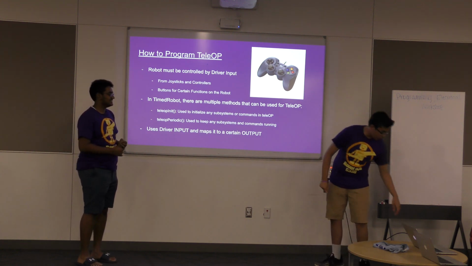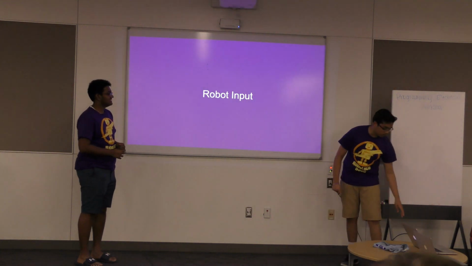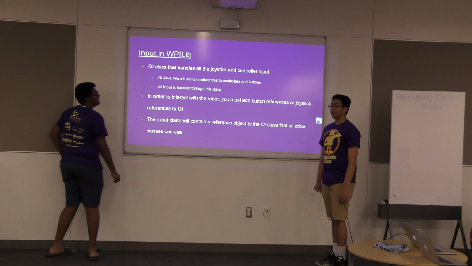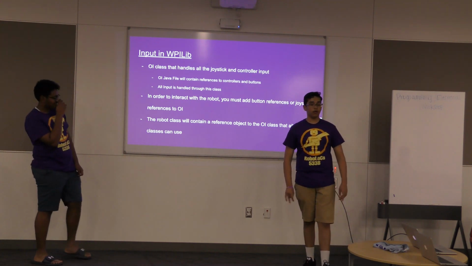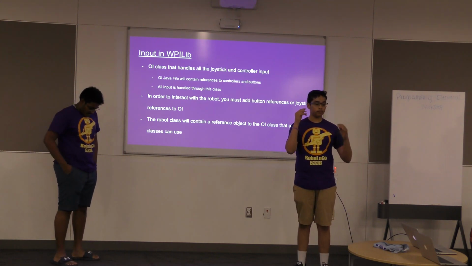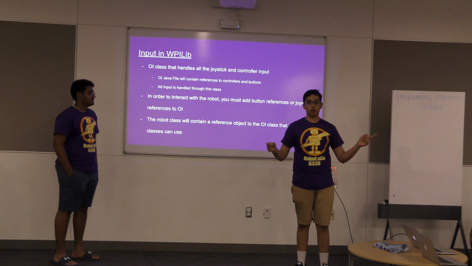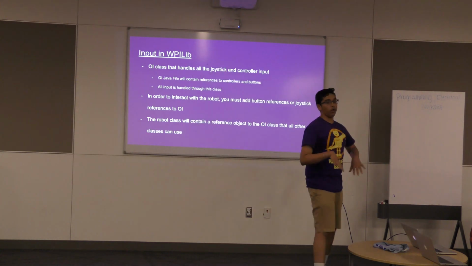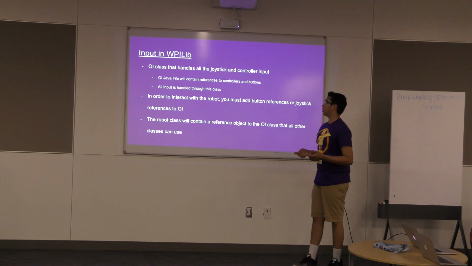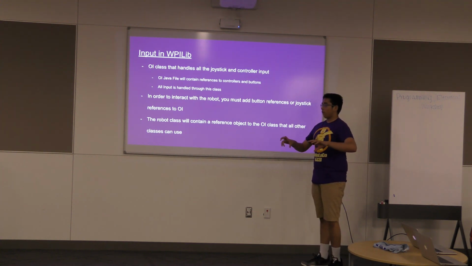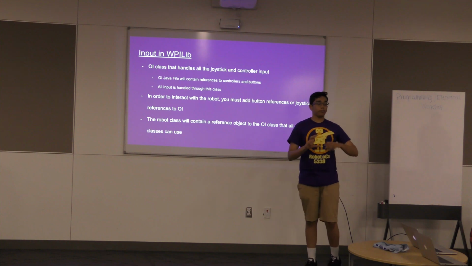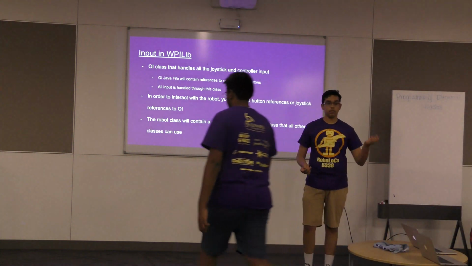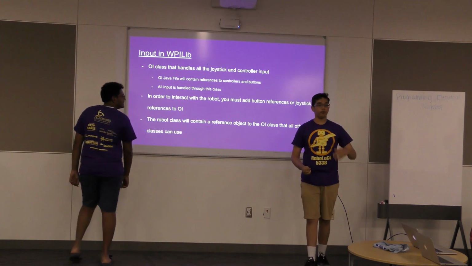Okay, so now we're going to talk about how to actually code stuff. We had you download that repository earlier. Can everyone open that back up? The OI is the operator input and output. It's just a file where, if you're going to do any driver input, you put it in this class. That way, when anyone else on this team looks at your code, they know that if they're doing driver input, this is where they go.